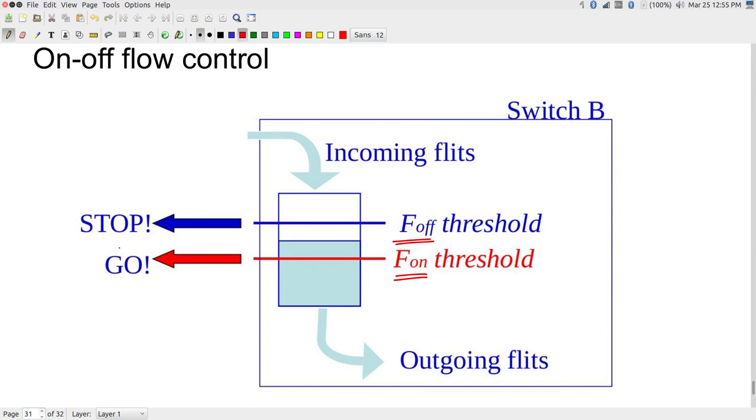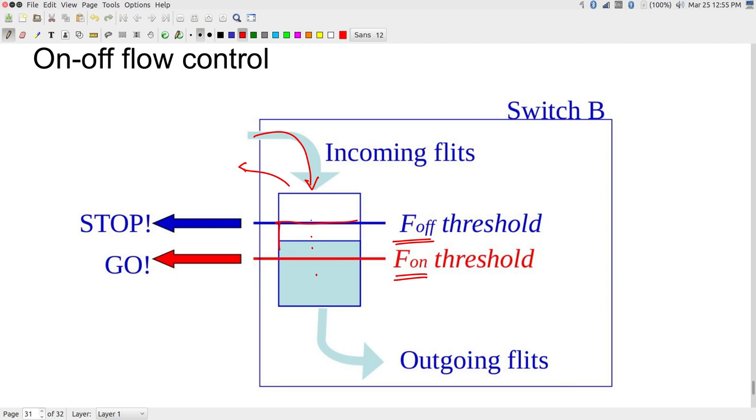Because, yeah, in principle, you need not have an on threshold. You can basically say, anytime I have data, send it, right? But effectively, what it's saying over here is sort of the other way around. Let's say that incoming flits are pouring in, going in over here. If I fill up to get to this point, F off, above the off threshold, stop. So that's basically where the back pressure will go and tell the previous unit to stop.